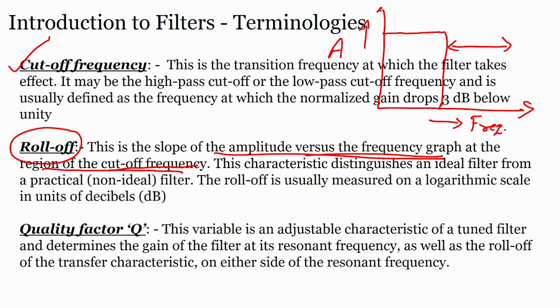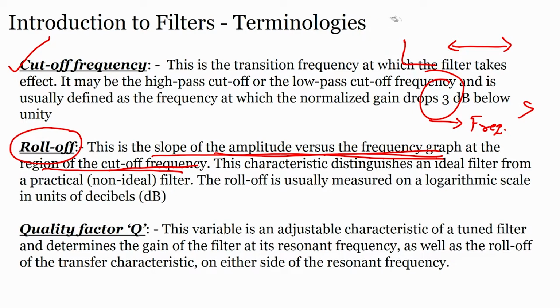Now, what is roll off? This is the slope of the amplitude versus frequency graph at the cutoff frequency. This is the ideal situation. Practically you will have a situation like this. Alright. So, this slope that you see is the roll off. This slope, the slope of amplitude versus frequency at the region of the cutoff frequency, will give you the roll off of the filter.